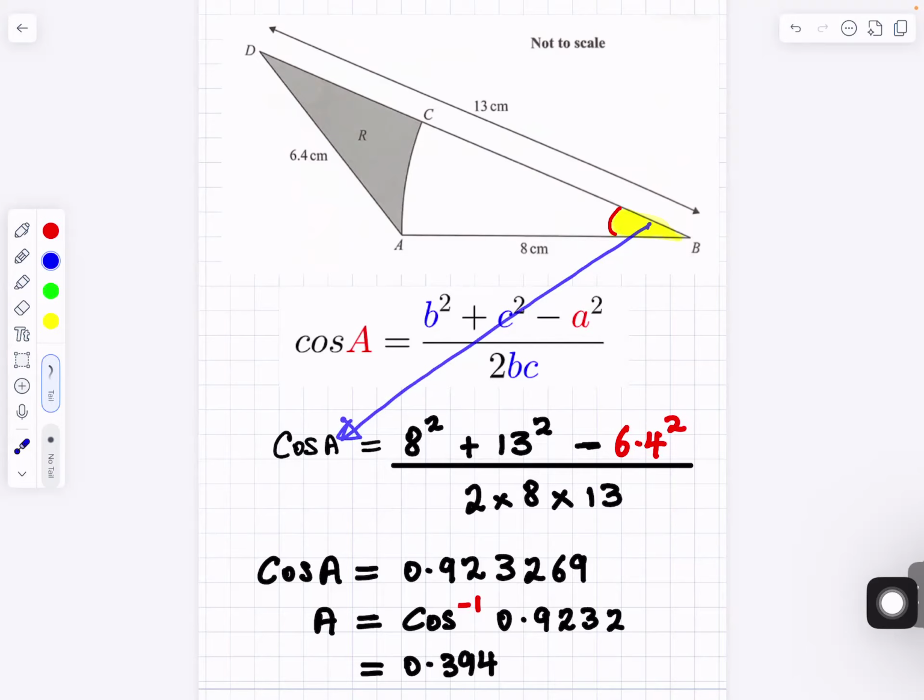The side opposite the angle, 6.4, goes there, where there's the right one. That's very important. And then 8 squared plus 13 squared divided by 2 times 8 times 13. Put that in your calculator, you get that answer. And then inverse cosine, you get the angle 0.394. Make sure your calculator is in radians.